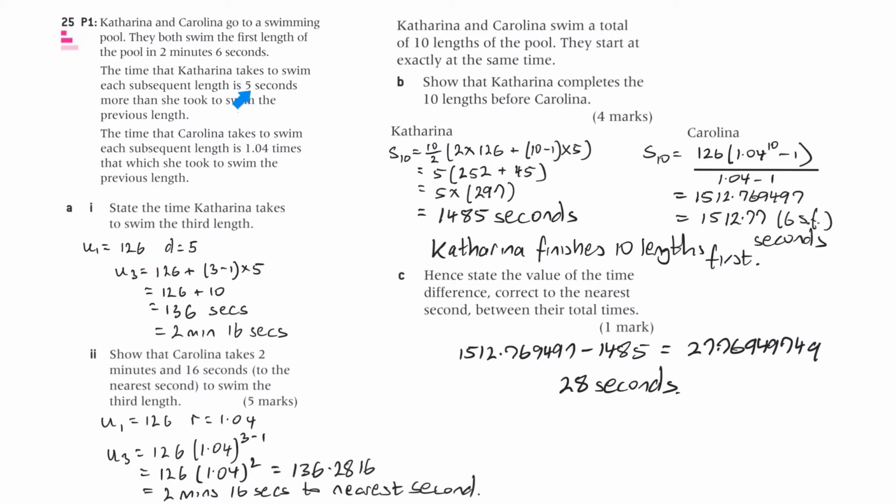Okay, that's the difference because they told us that a subsequent length was 5 seconds more. So u3 would be 126 plus 3 minus 1, that's n minus 1, times d, which is 5. That's 136 seconds, which is 2 minutes and 16 seconds.